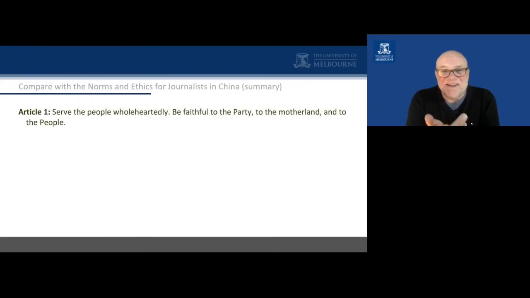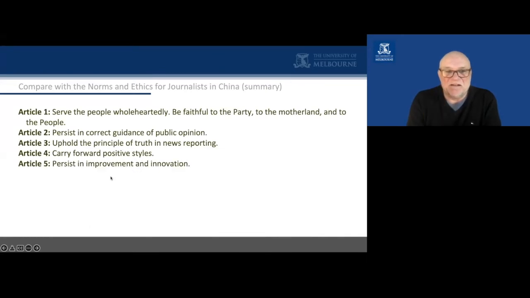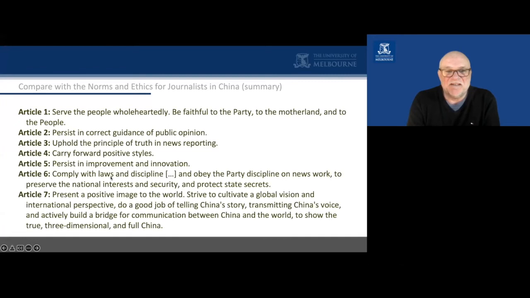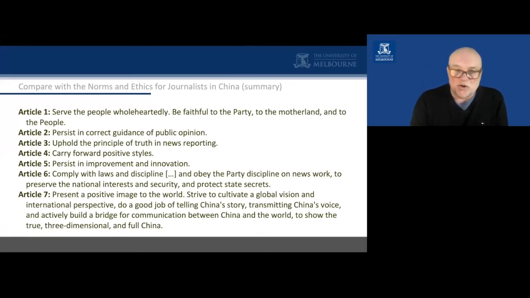Now, when I teach this, some of you might have had this, I do compare it with the Chinese Code of Ethics for journalists, which makes interesting reading. Serve the people wholeheartedly, guidance of public opinion, truth, positive styles, don't be negative, improvement and innovation, comply with laws, everybody has to comply with laws, that's okay. Protect state secrets, there you go, don't reveal that. And present a positive image of China to the world, do a good job of telling China's story, etc.